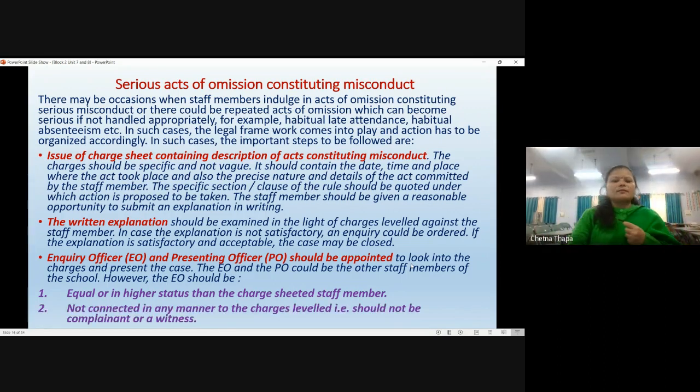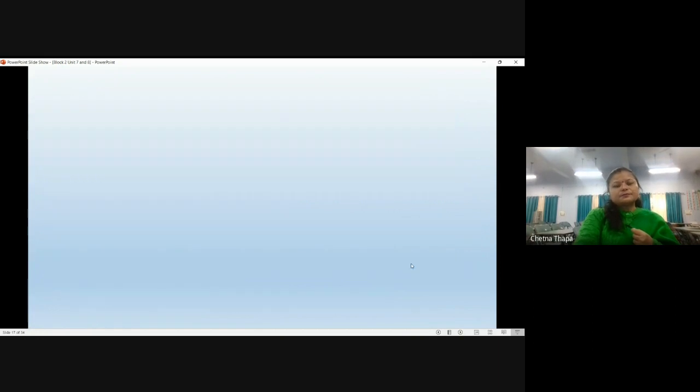Now, they should not be connected in any manner to the charges leveled. It means that the individual on whom you are entrusting the responsibility of EO, that is inquiry officer, should not be involved in the act. That should not be a complainant or a witness. Then only will he be appointed as an inquiry officer.